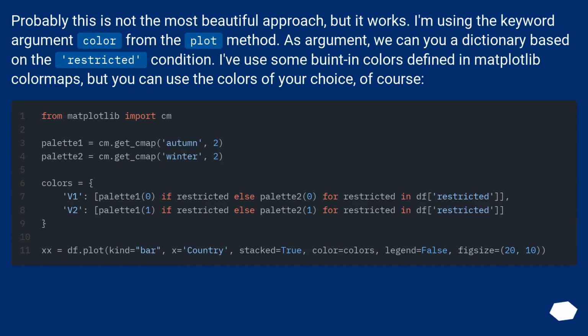I'm using the keyword argument color from the plot method. As argument, we can use a dictionary based on the restricted condition. I've used some built-in colors defined in matplotlib color maps, but you can use the colors of your choice, of course.